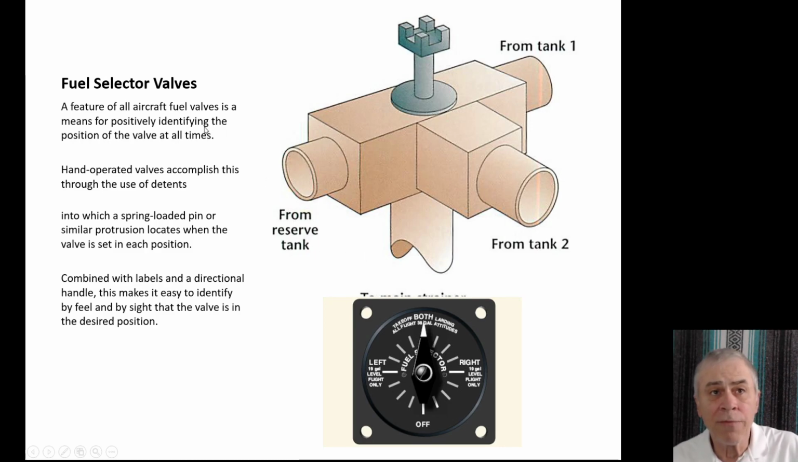A feature of all aircraft fuel valves is a means for positively identifying the position of the valve at all times. And normally they'll use a detent, so it'll actually click into place or click up or down. That's a spring-loaded pin or similar protrusion that locates when the valve is set in each position. Combined with labels and a directional handle, this makes it easy to identify by feel and by sight that the valve is in the desired position.